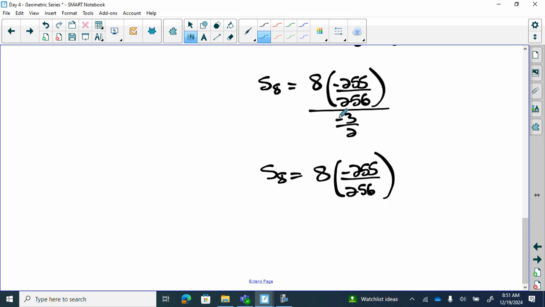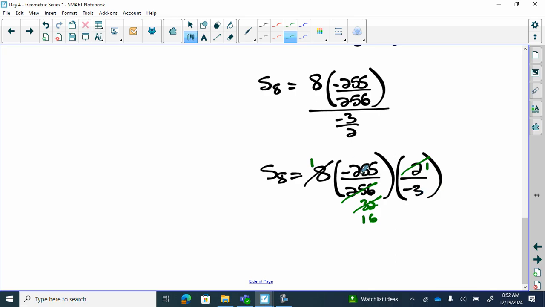That's right, negative 255 over 256. And then instead of dividing by negative 3 over 2, do you agree that I could multiply that by 2 over negative 3? And I could do some reducing. 8 goes into 256. 256 divided by 8, what do we get? 32. Okay, I could cancel this guy right here. 2 into 32, that would be a 1. This would be a 16.